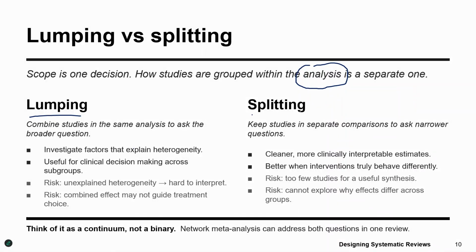Splitting keeps comparisons separate to ask narrower questions. Cleaner estimates, easier for clinicians to act on. Which is right depends on the audience. Choosing between two specific drugs, split. Funding, a category of interventions, lump. The clean way to have both, network meta-analysis.